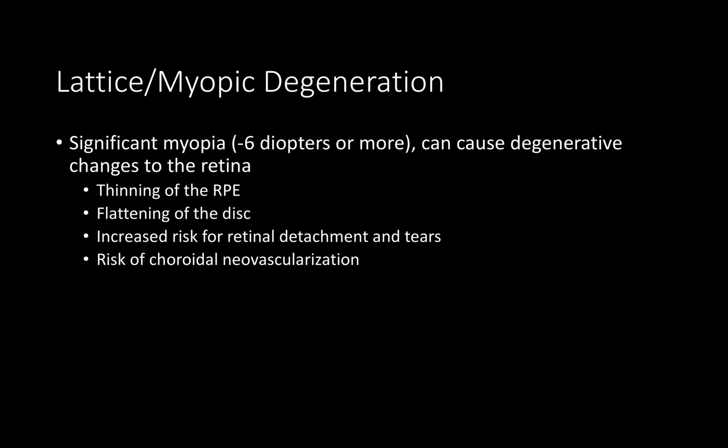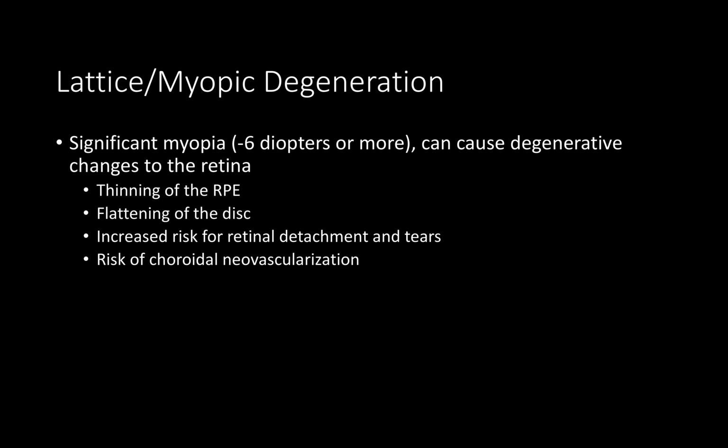So that's why it's considered a degeneration, because as these individuals age, you see more thinning of the RPE, you see more flattening of the disc, you see increasing risk for retinal detachments, retinal tears, as this membrane sort of gets stretched over the years. It can break, it can tear, it can detach.